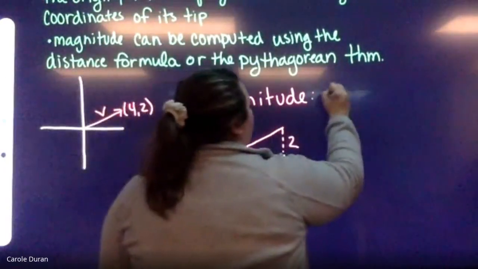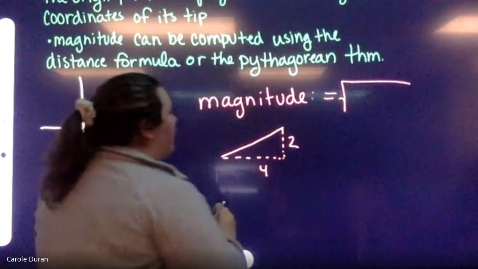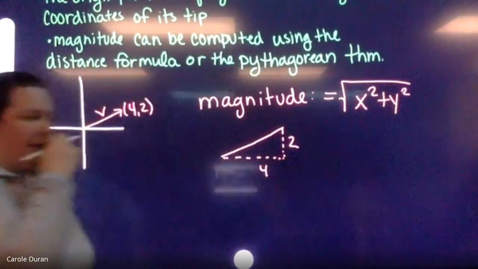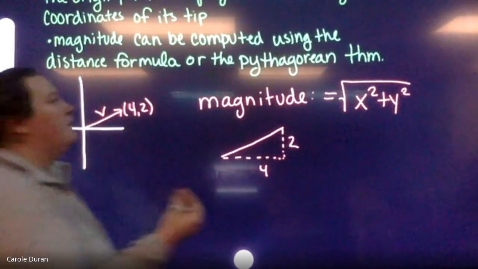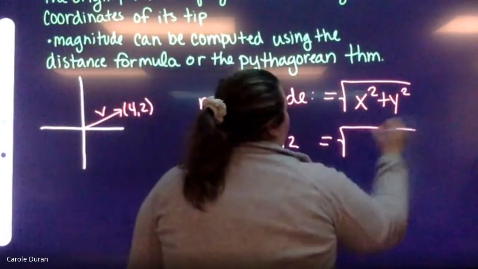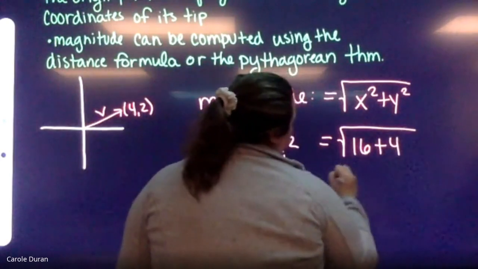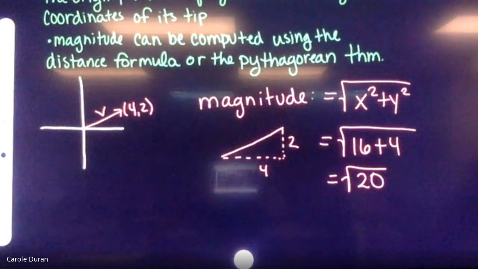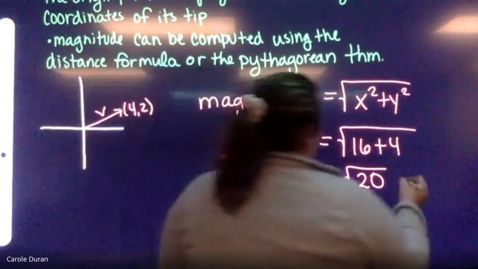So my magnitude here would be equal to the square root of x squared plus y squared, where x and y are the coordinates of the tip of my vector. So this would be 16 plus 4, which comes out to be the square root of 20. So the magnitude of this vector is the square root of 20. If you're leaving it as a radical, you must reduce it. So this reduces to 2 root 5 because I can pull out a 4, or you can turn it into the decimal. It is up to you.